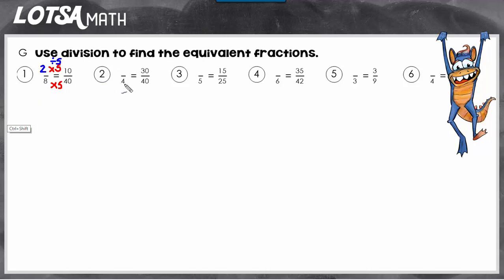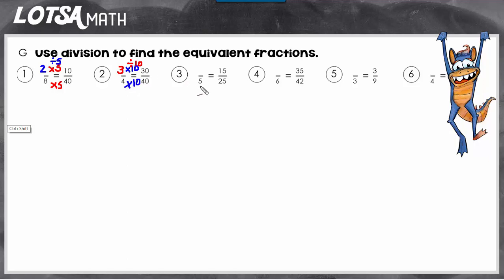So let's look at number 2. We can see by looking at the denominators that it went from 4 to 40. So it was multiplied by 10. And what you do to the bottom, you have to do to the top. But since our missing number is over here, we don't know what to multiply 10 by to get 30. So we can think about the fact family and do the opposite. Instead of doing something times 10 equals 30, we can do 30 divided by 10 equals something. And 30 divided by 10 is 3. So 3/4 is equal to 30/40.